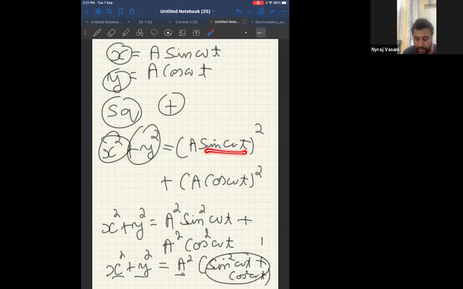If I square this, the square will come here. That's it. There are only two terms, so only two squares will come. This will not get a square because it is inside the sine. When I'm squaring this, it is understood that whatever is inside also gets squared. Do you understand now?